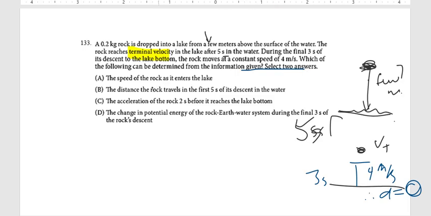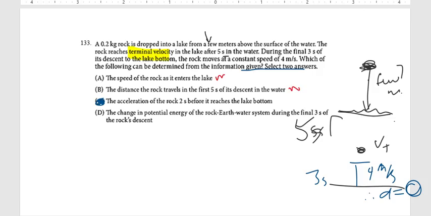Select 2 answers. Okay, so let's just go through them really quickly. Speed of the rock as it enters the lake, maybe. The distance the rock travels in the first 5 seconds of descent, not sure about that one. The acceleration of the rock 2 seconds before it hits the lake bottom. Well, we already did that. I absolutely know that one is true because I've written it in my picture. So I go ahead and mark that one.